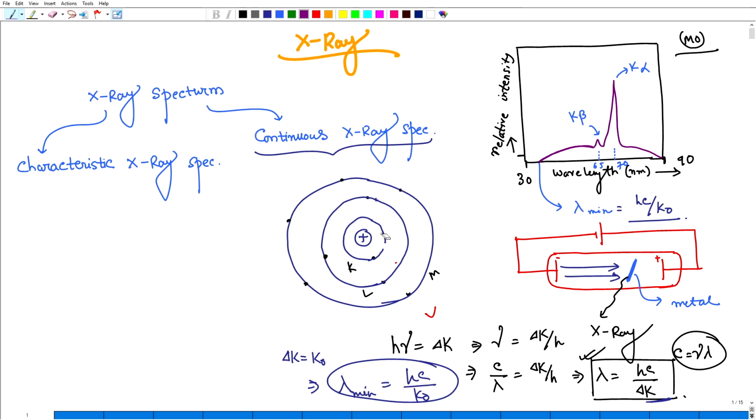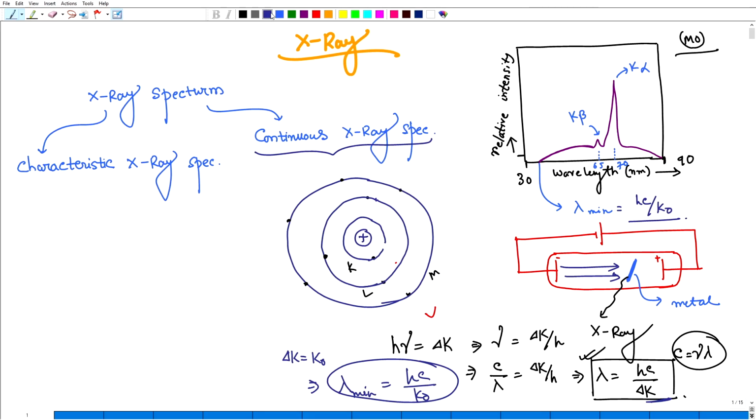So an electron can be kicked out from any orbit, right? It can be kicked out from P, and then electrons from a higher orbit can come into the P orbit to fill up that position. For that also there will be some release of energy, that will also give a photon, but that photon will not correspond to an X-ray photon.